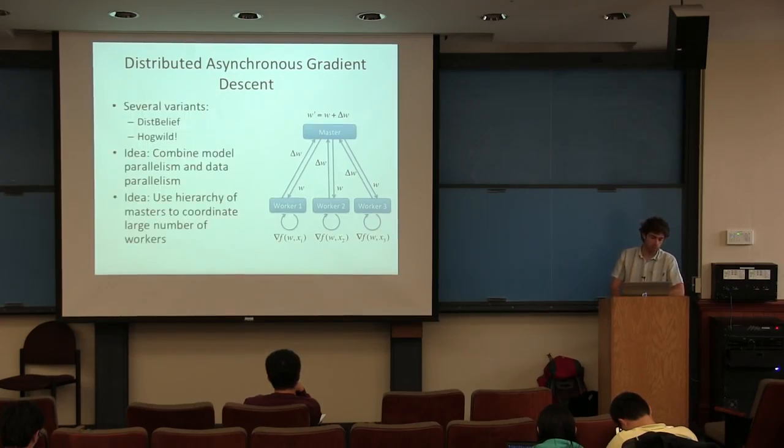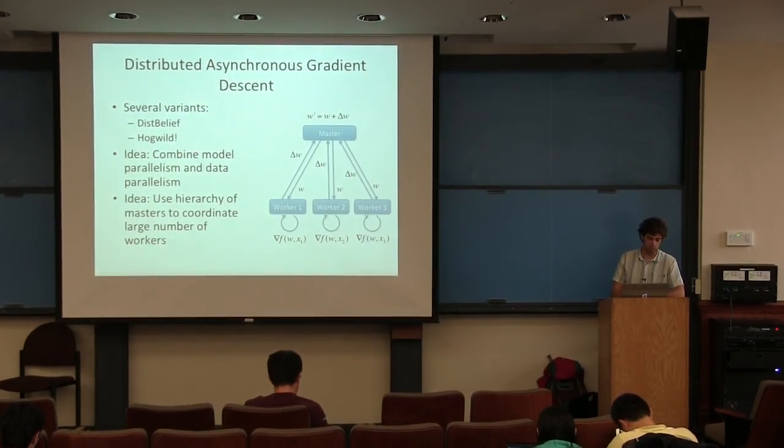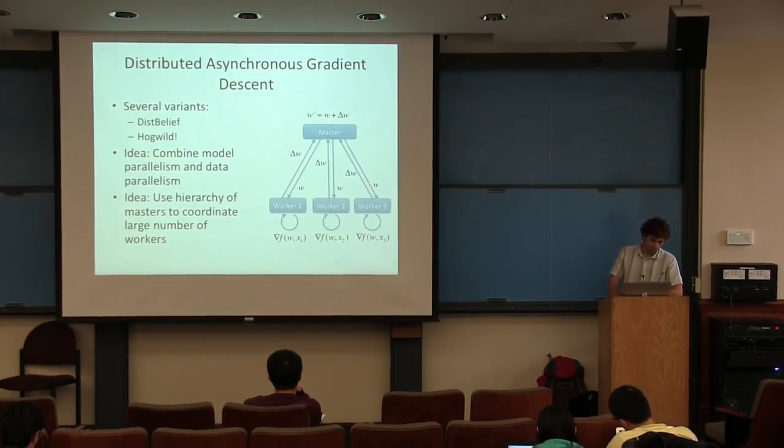There are several variants of this. Google has their DistBelief system, which is definitely a paper that's worth reading. They'll give you another explanation of this. There's also Hogwild, which is another one. And in these papers, they'll talk about different ideas. One of the ideas is to combine model parallelism and data parallelism in the same model or in the same system.